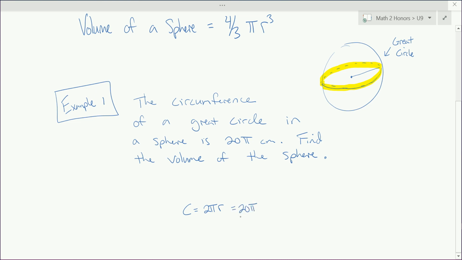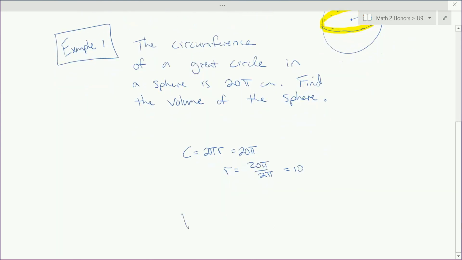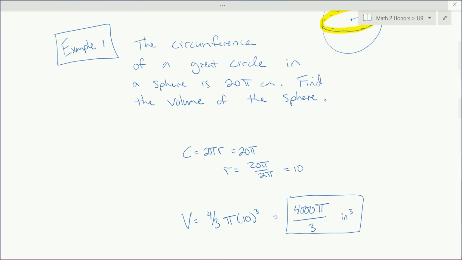So if I divide both sides by 2 pi, I get the radius is 20 pi over 2 pi, which is 10. And now I can plug that into the volume formula, which is 4/3 pi times 10 to the third power. What's that going to come out to be? What's 10 to the third power? 10 times 10 times 10? 1,000. One with 3 zeros, right? And then you've got 1,000 times 4 is 4,000. We still have the pi, and all that's going to be over 3, and that's going to be our cubic inches for our volume. Any questions? Okay. So that's the first example.